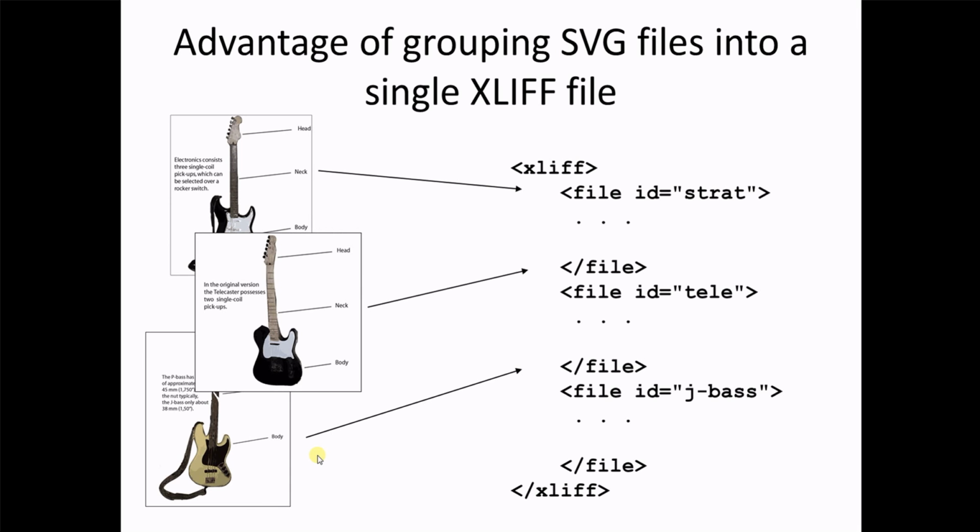Okay, so another advantage is that we group all of the SVG XLIFF file elements into a single XLIFF file, and then we can transform in batch, translate in batch. Tremendous time saver.